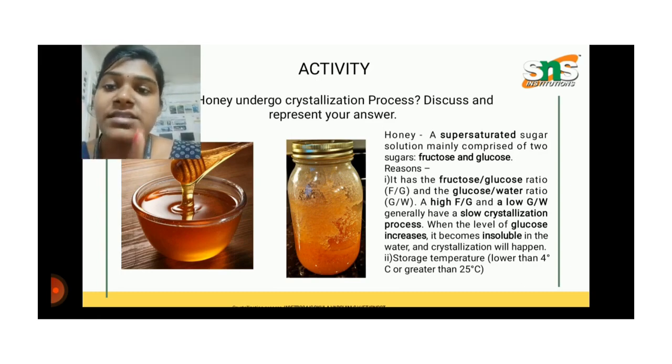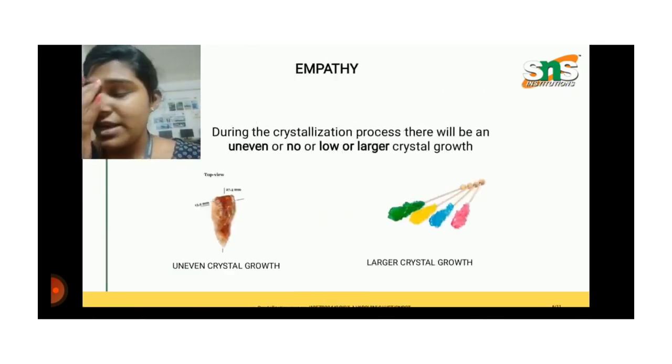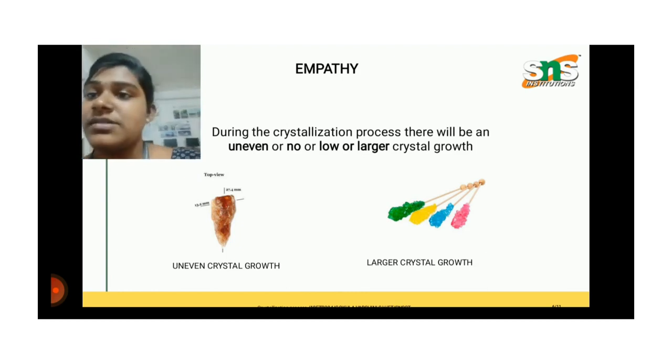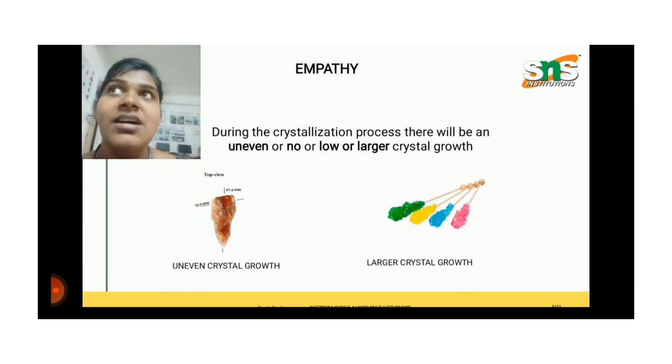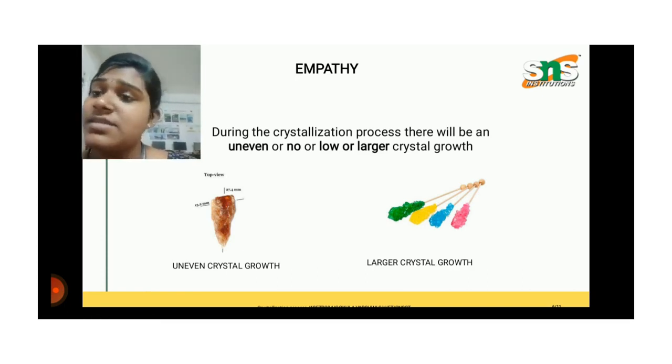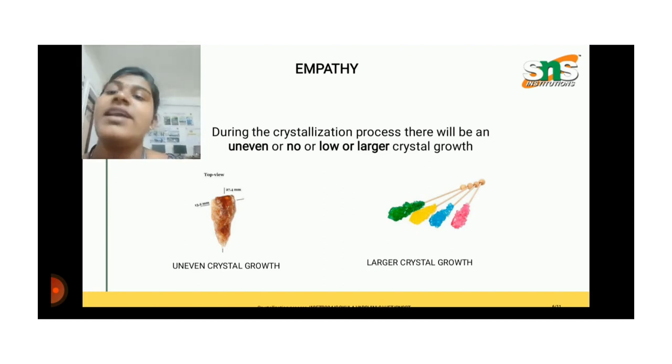The second reason is storage temperature: honey should be stored below 4 degrees Celsius or greater than 25 degrees Celsius. So these two are the main factors for which crystallization appears in honey. Now let us think of the problems of the crystallization process. During crystallization, there will be uneven, no, low or large crystal growth. These are the main problems faced in the crystallization unit. See the picture: on the left side is uneven crystal growth and on the right side is larger crystal growth.